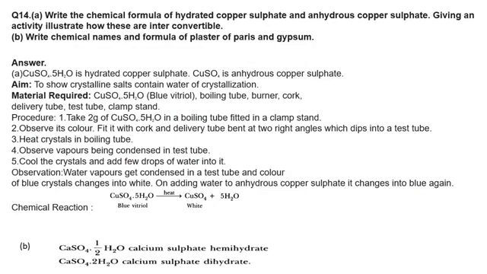To the next question, write the chemical formula of hydrated copper sulfate and anhydrous copper sulfate. We know the water of crystallization of hydrated copper sulfate is 5H2O. CuSO4 dot 5H2O is hydrated copper sulfate, and anhydrous means you have removed water from it, that is why we call it anhydrous, right? So when you heat it, you will get CuSO4, anhydrous copper sulfate, right?